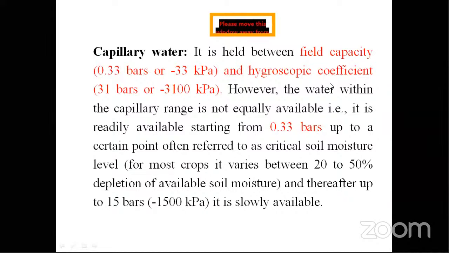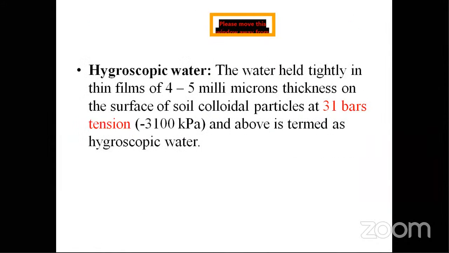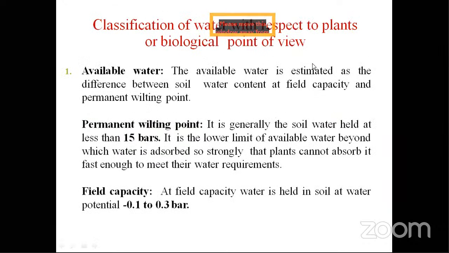Next one is hygroscopic water. Hygroscopic water is held tightly in thin films of 4 to 5 millimicrons around the surface of soil particles at or more than 31 bars tension. That's why it is known as hygroscopic water. It is also not available to the plants. It is a thin film of water present around the soil particles in the vapor form, and it is held tightly around the soil particles. This hygroscopic water and gravitational water both are of no use to the plant. Only a certain portion of capillary water is useful to the plant.